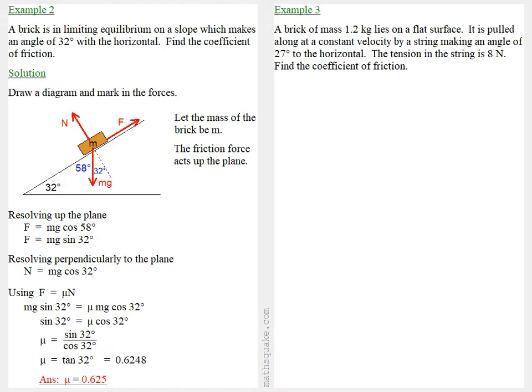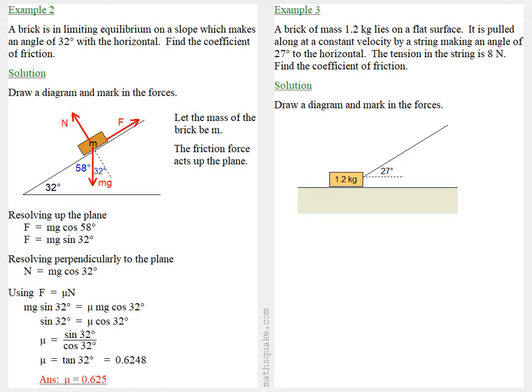In example 3, a brick of mass 1.2 kilograms lies on a flat surface. It's pulled along at a constant velocity by a string making an angle of 27 degrees to the horizontal. The tension in the string is 8 newtons. Find the coefficient of friction. To do this, we have to draw a diagram and mark in the forces. First we have the weight, that's 1.2 kilograms weight, or 1.2 G. Then there's a normal reaction vertically upwards, N, and there's a tension in the rope which is 8 newtons. And we have the friction, F.